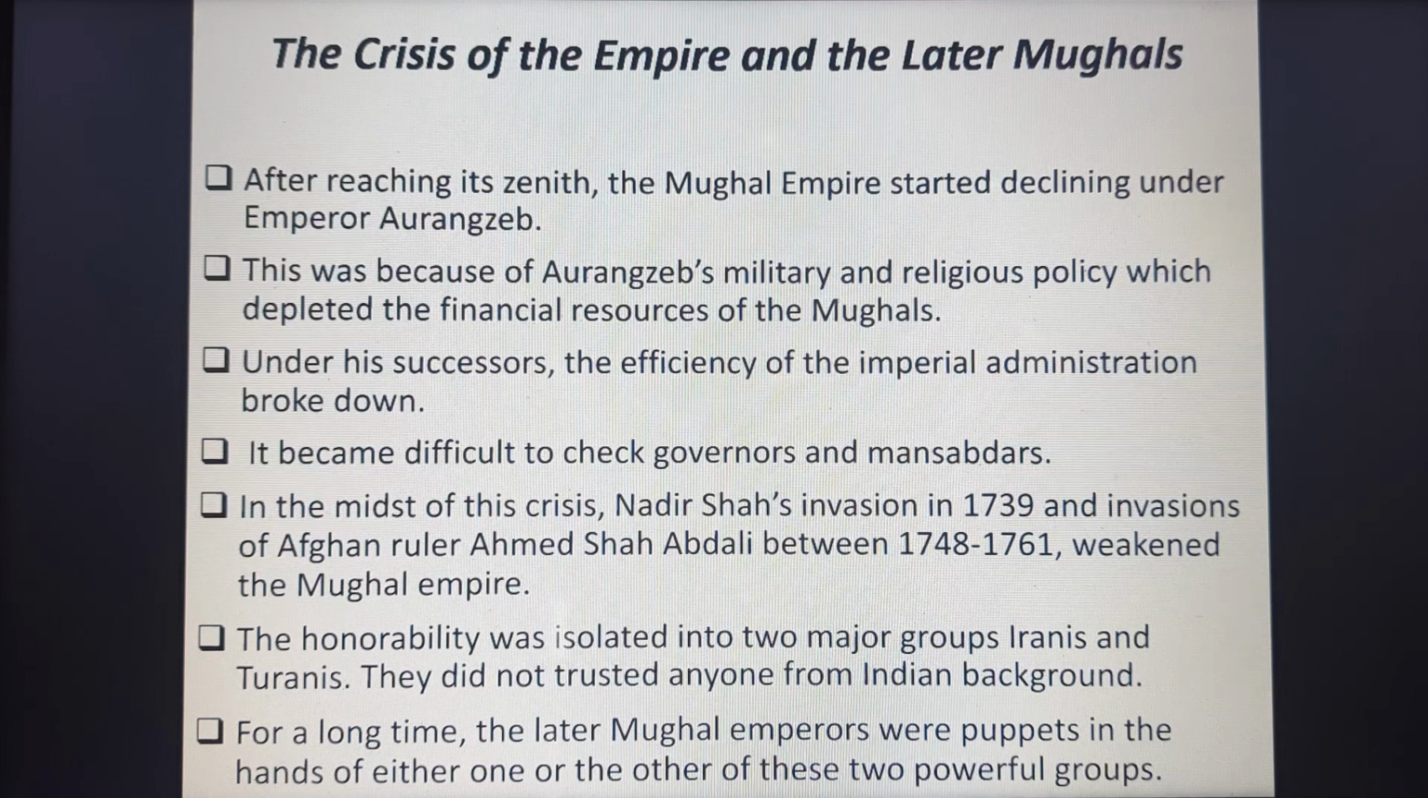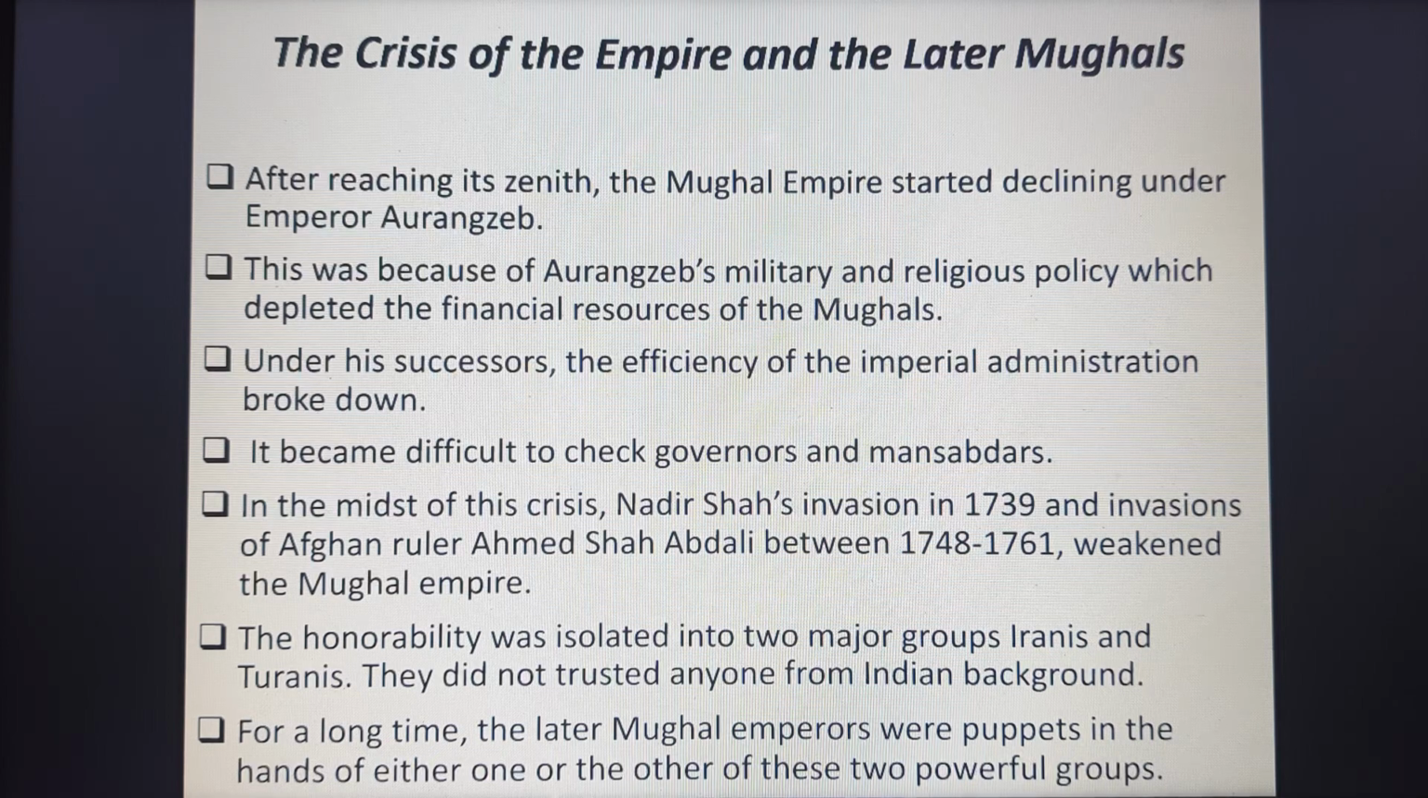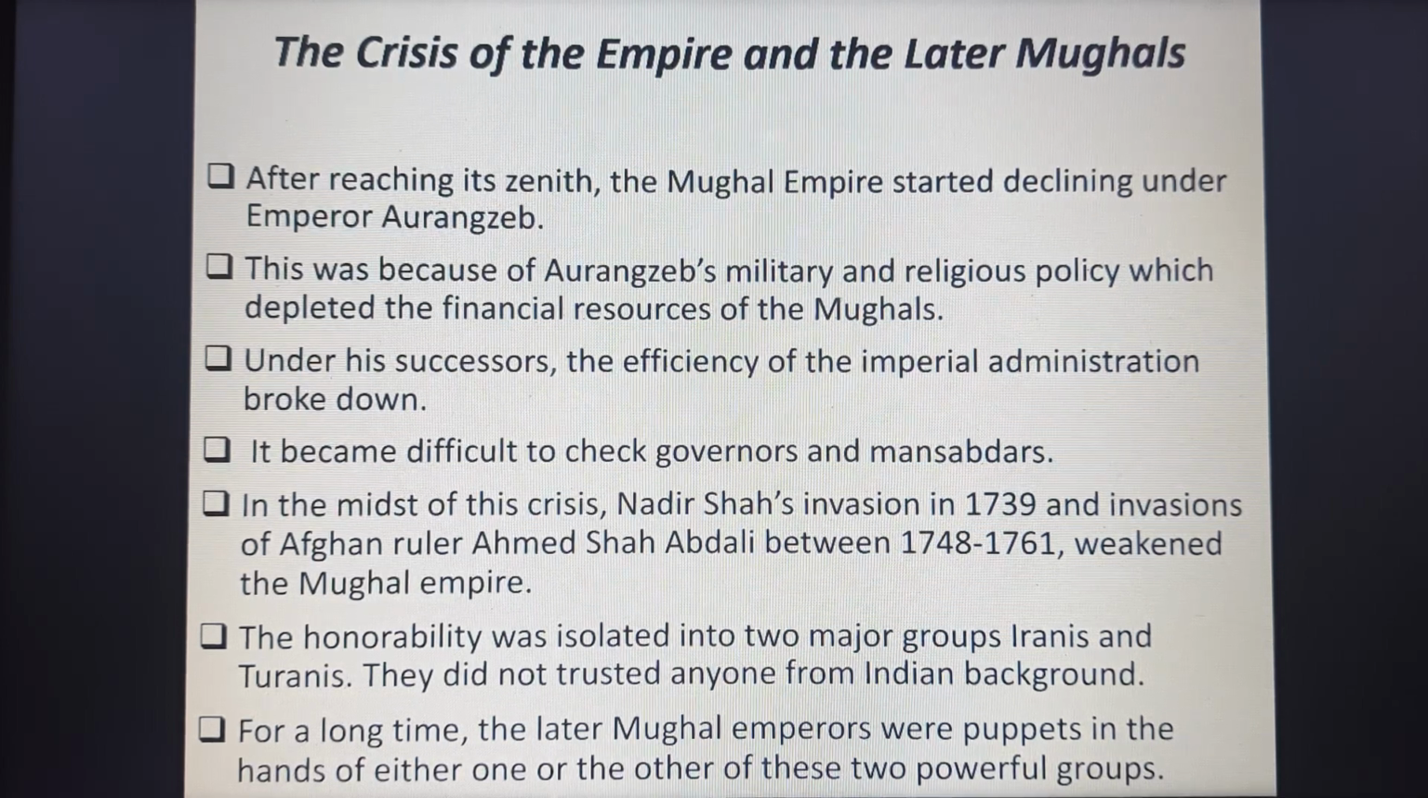For a long time, the later Mughal emperors were puppets in the hands of one or the other of these two power groups. So the Mughals had to follow them, and whatever they were saying, they needed to follow. And they were like puppets to the Iranis and Turanis, the Mughals themselves.